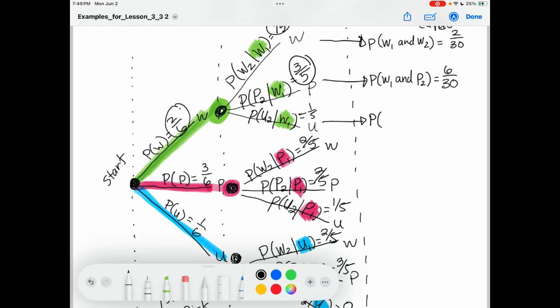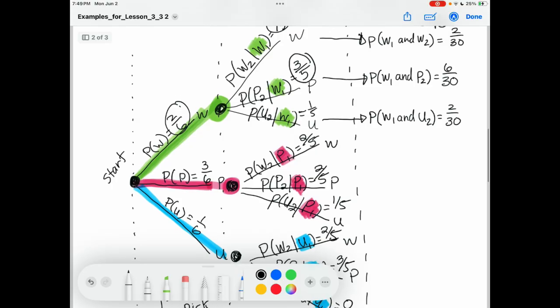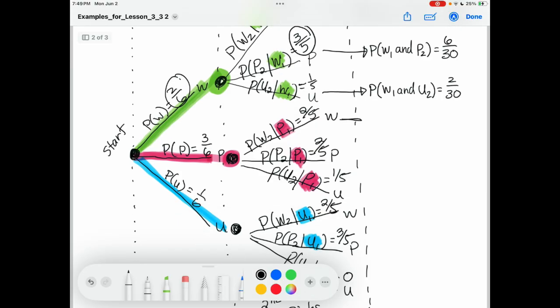Looking at this outcome, I have the probability that I pick a witch first and a unicorn second. When I multiply down that path of branches, I have 2/6 times 1/5. That's going to give me 2 out of 30.